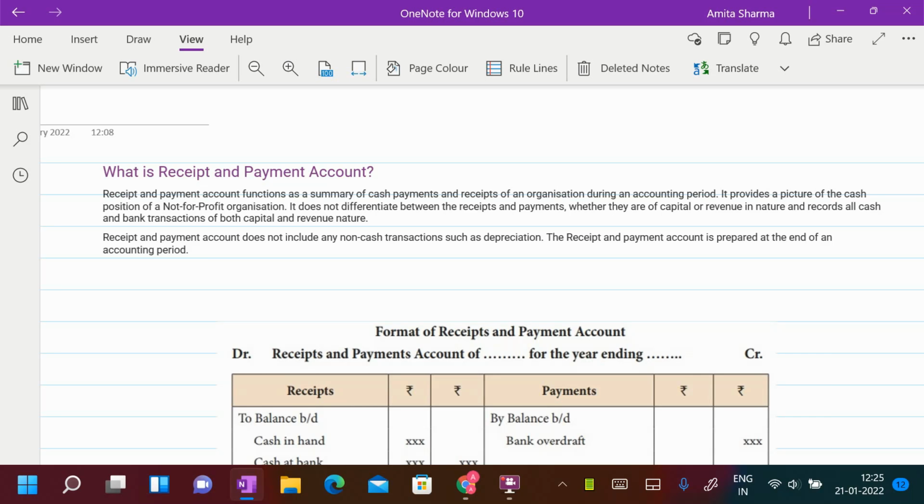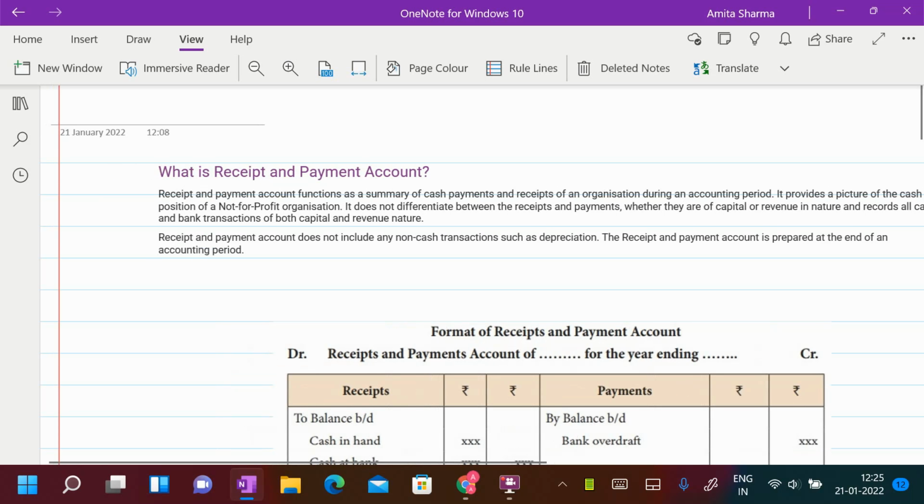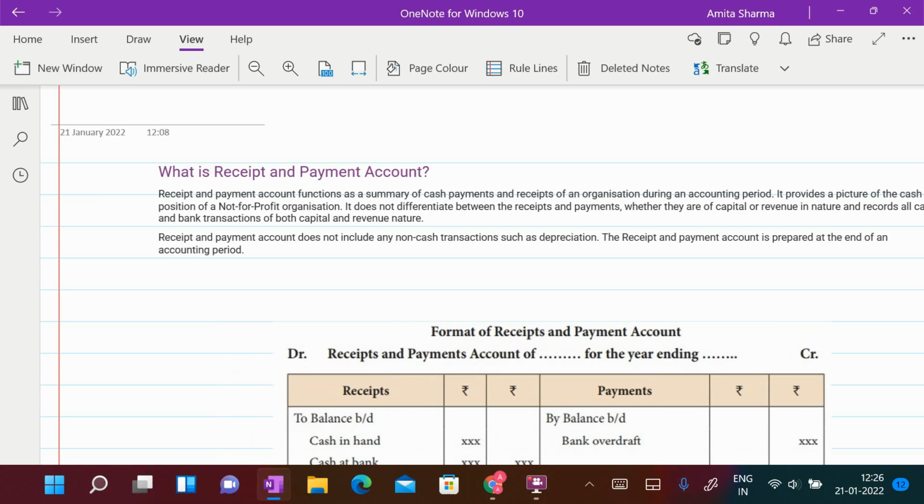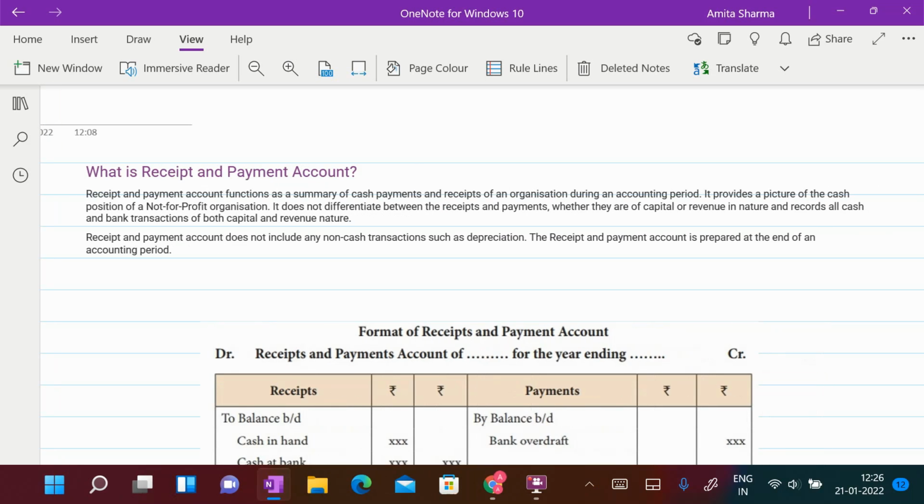We started revision of not-for-profit organizations yesterday. Yesterday, students, we discussed what a not-for-profit organization is and what its features are. We learned about specific funds and general funds, how we are going to treat them, and the difference between a profit organization and a not-for-profit organization, etc.